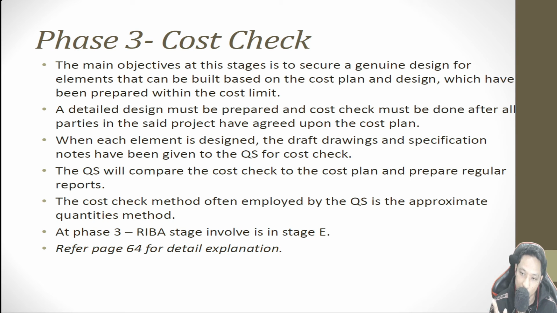So when each element is designed, the draft drawing and specs notes are given to the QS for cost check. So usually the QS will do the cost check to ensure that the cost of the building is within the cost limit fixed by the client. The QS will compare the cost check to the cost plan and also prepare a regular report. So the cost check method often employed by the QS is the approximate quantities method. So RIBA stage involved, phase 3 is in stage E by referring to the RIBA plan of work.